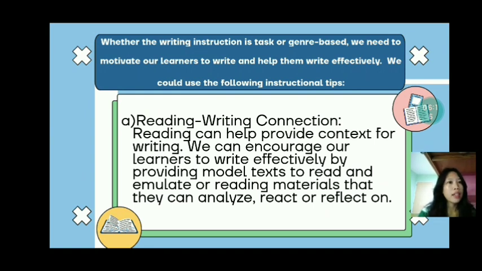Whether the writing instruction is task or genre based, we need to motivate our learners to write and help them write effectively. We could use the following instructional tips. So these are the instructional tips in writing activity. So first instructional tips is reading writing connection. Reading can help provide context for writing. We can encourage our learners to write effectively by providing a model text to read and emulate or reading materials that they can analyze first. Then afterwards, they can make their own reflection papers where they will write their own realizations about it.